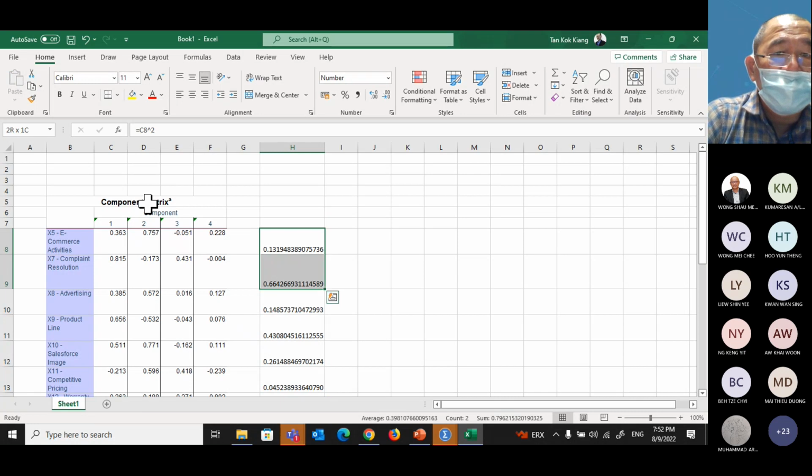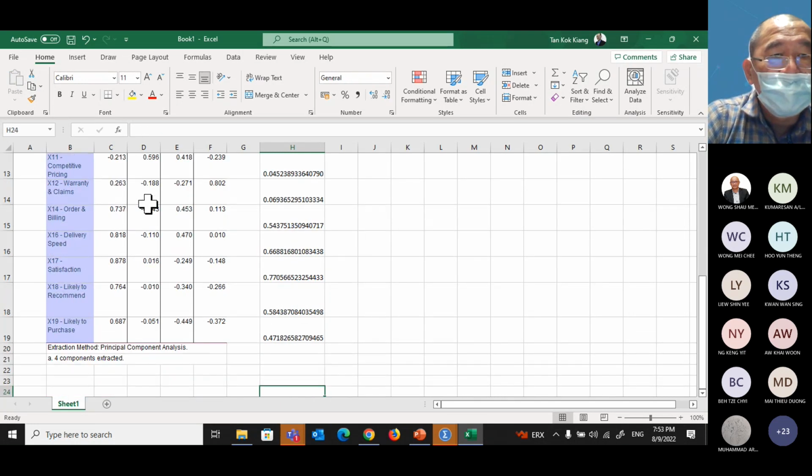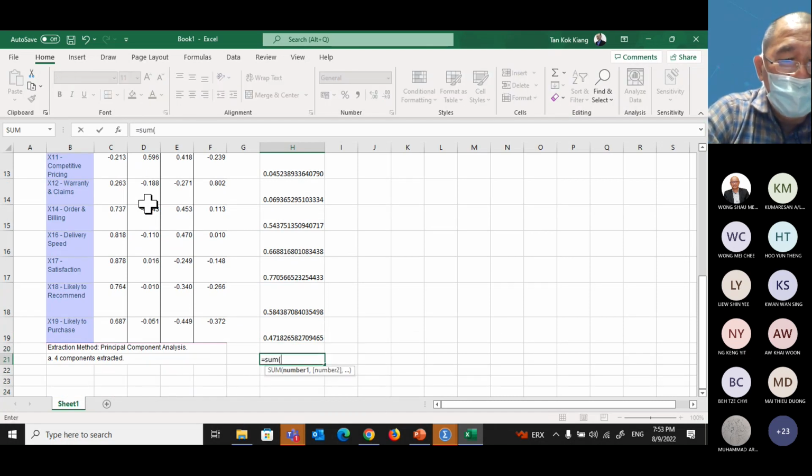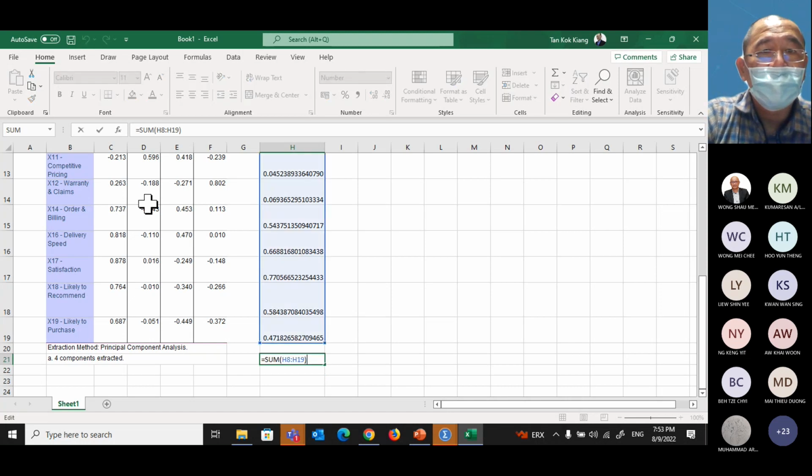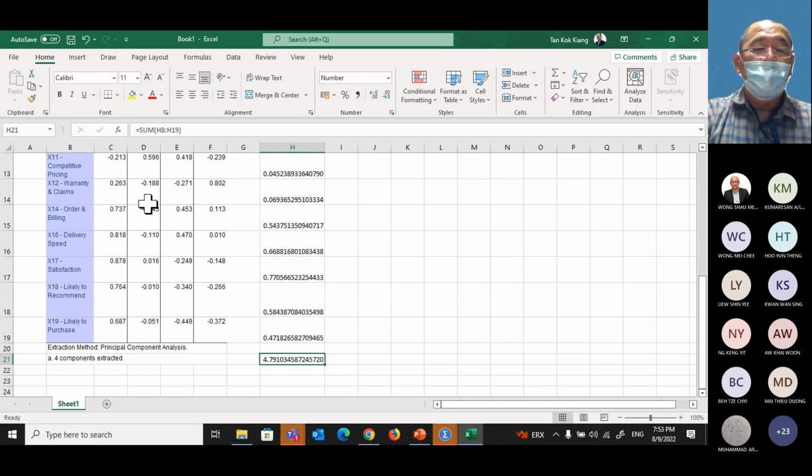Okay. If no problem, now we see the total from H8 until H19. Sum. H8 until H19. 4.791. Can you see? So this is how they compute this.